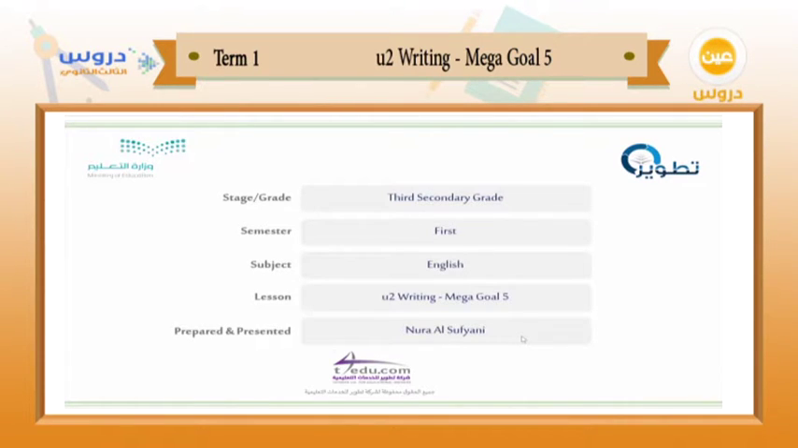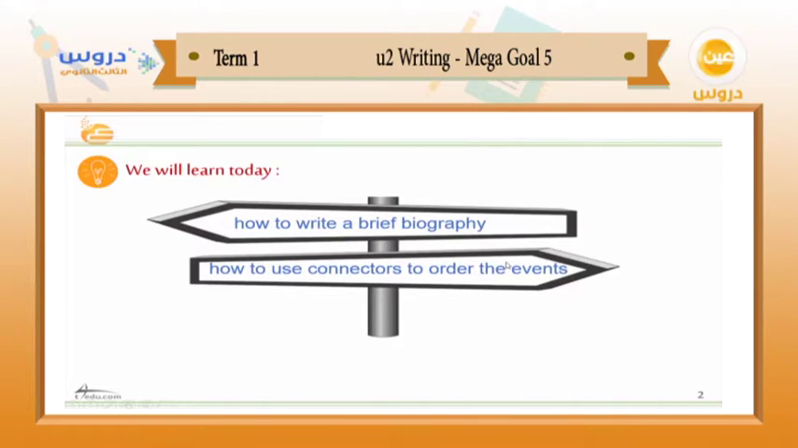So let's start with the goals, or what we will learn today. We will learn how to write a brief biography. Biography means how we can write an essay about someone's life. And how to use connectors to order the events. Surely each person has stages in his life, and how can we connect these stages of his life by using connectors to order these events.